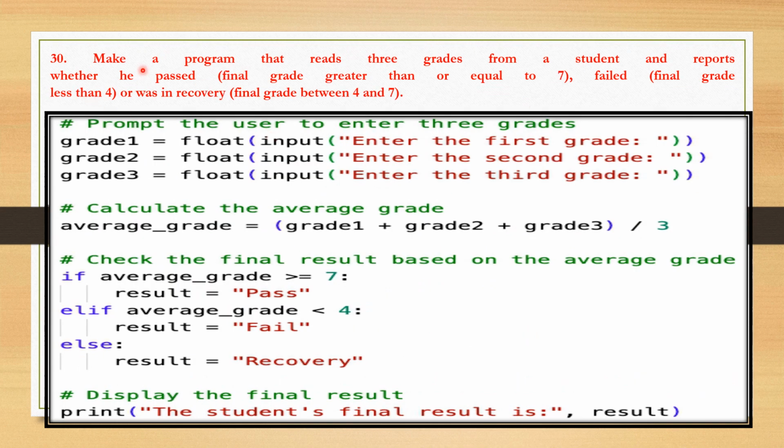The next is to write a program that reads 3 grades from a student and reports whether he passed or not. So here first prompt the user to enter 3 grades. Float is used to convert them into decimal numbers. Calculate the average grade. So if this average grade is greater than 7, the result is passed. If it is less than 4, the result is fail, else the result is recovery, and finally we will display the final result.